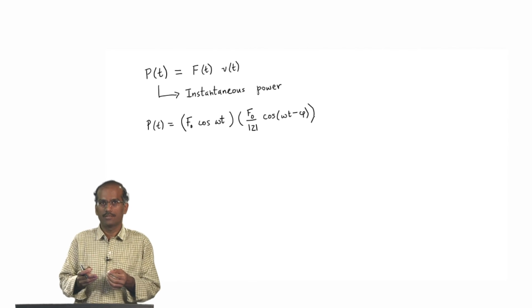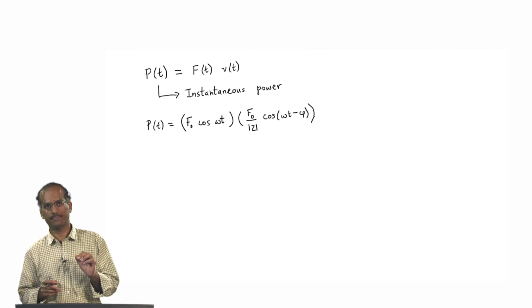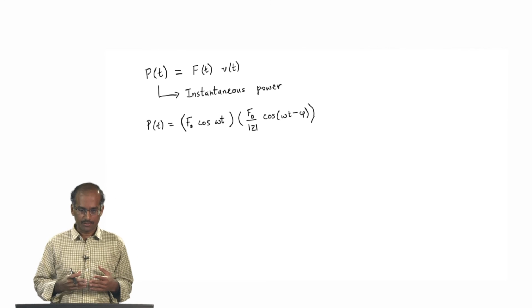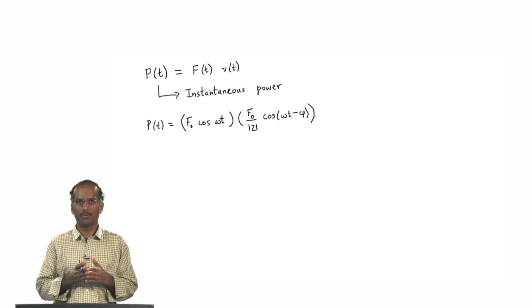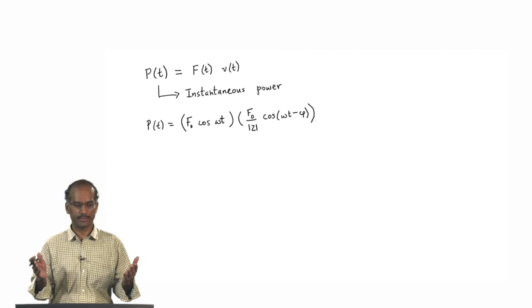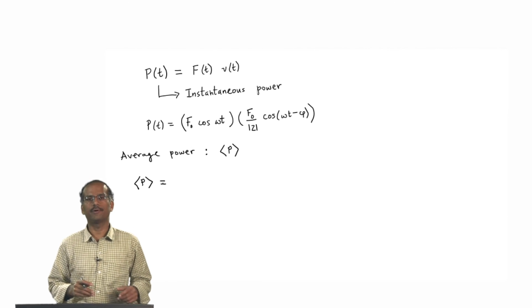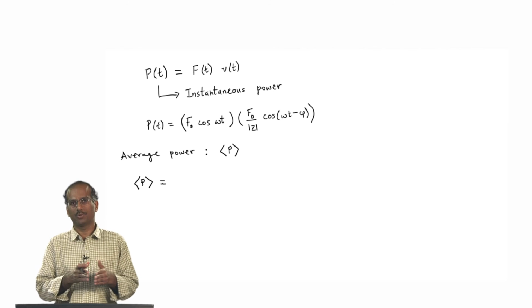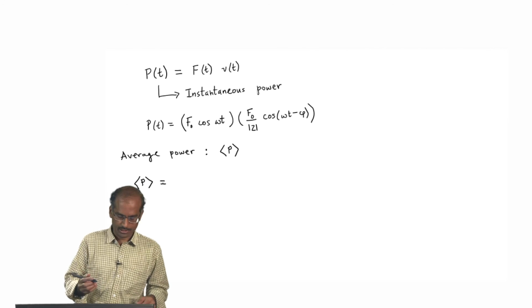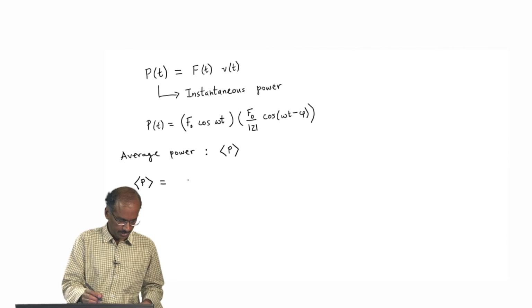So, this is the power at a particular instant of time t, but a more useful quantity is the power supplied over an entire cycle of the oscillator, over one full time period. So, for the average power, I just need to integrate this over the entire time period and divide by the time period. So, that is my formula for average power.